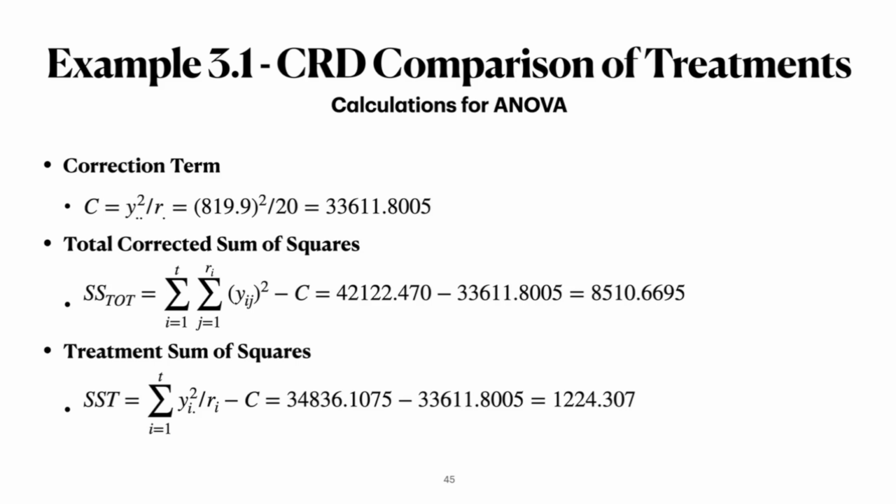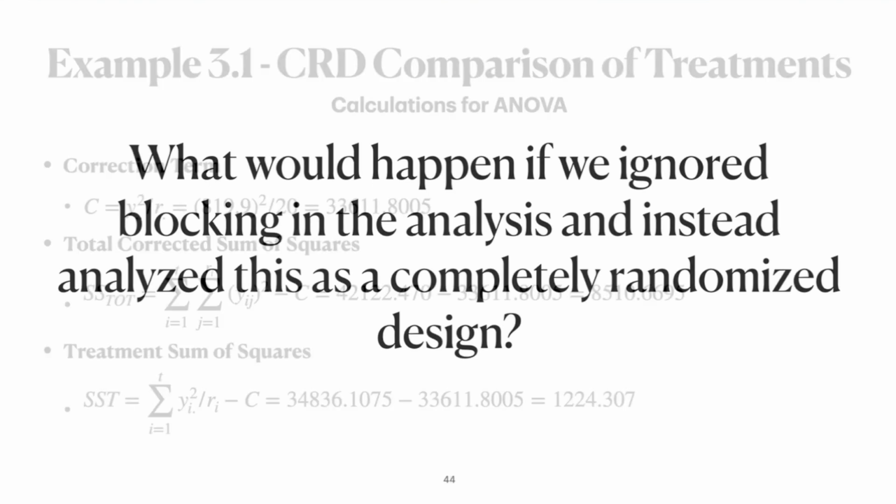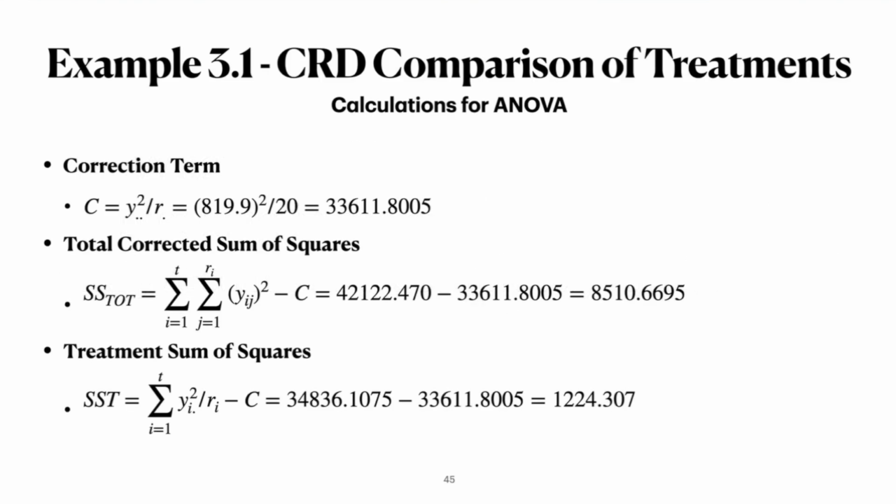Well, if we do that, then let's take a look. Let's go ahead and do that kind of analysis. But let me just start off by saying you would never want to do this, all right? If data have come from a randomized complete block design, you don't want to analyze it as if it's come from a completely randomized design. And so what I'm trying to show here are the negative implications of doing that.